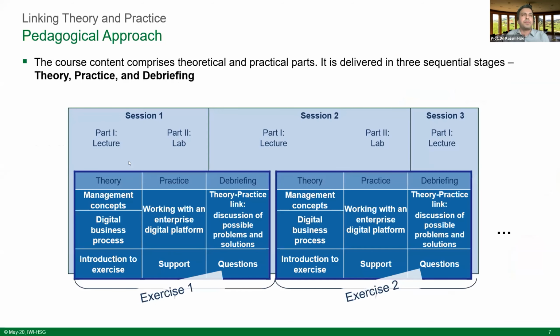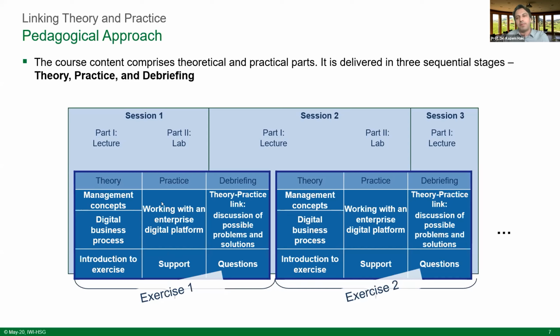And throughout the course, I try to manage the course in a kind of theory-practice-debriefing loop. This means that each session is split into two parts, the lecture part and the lab part. In the lecture part, I provide the introduction to the theory. What are the management concepts? What are the digital business processes? And an introduction to the exercise. Since you are in session 1, it's an introduction to exercise number 1.